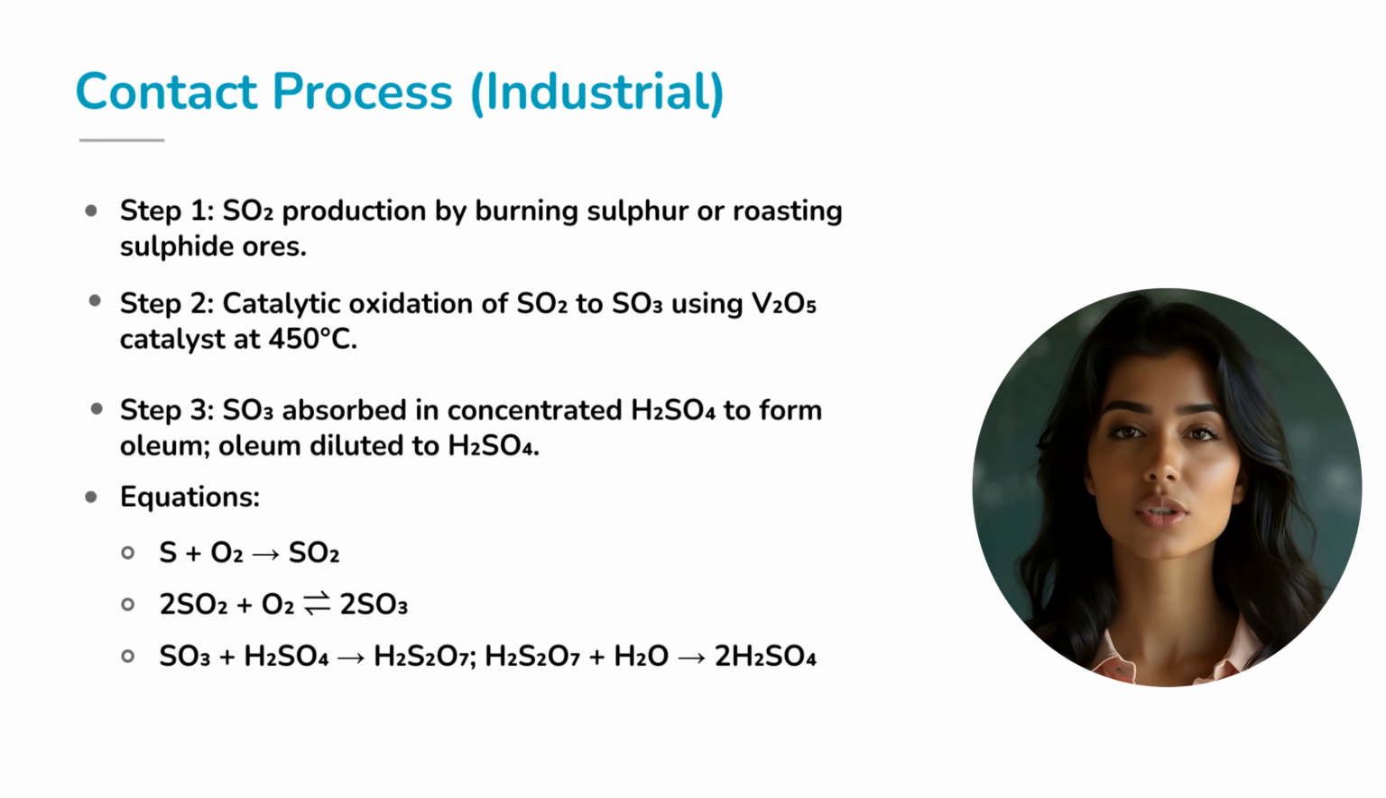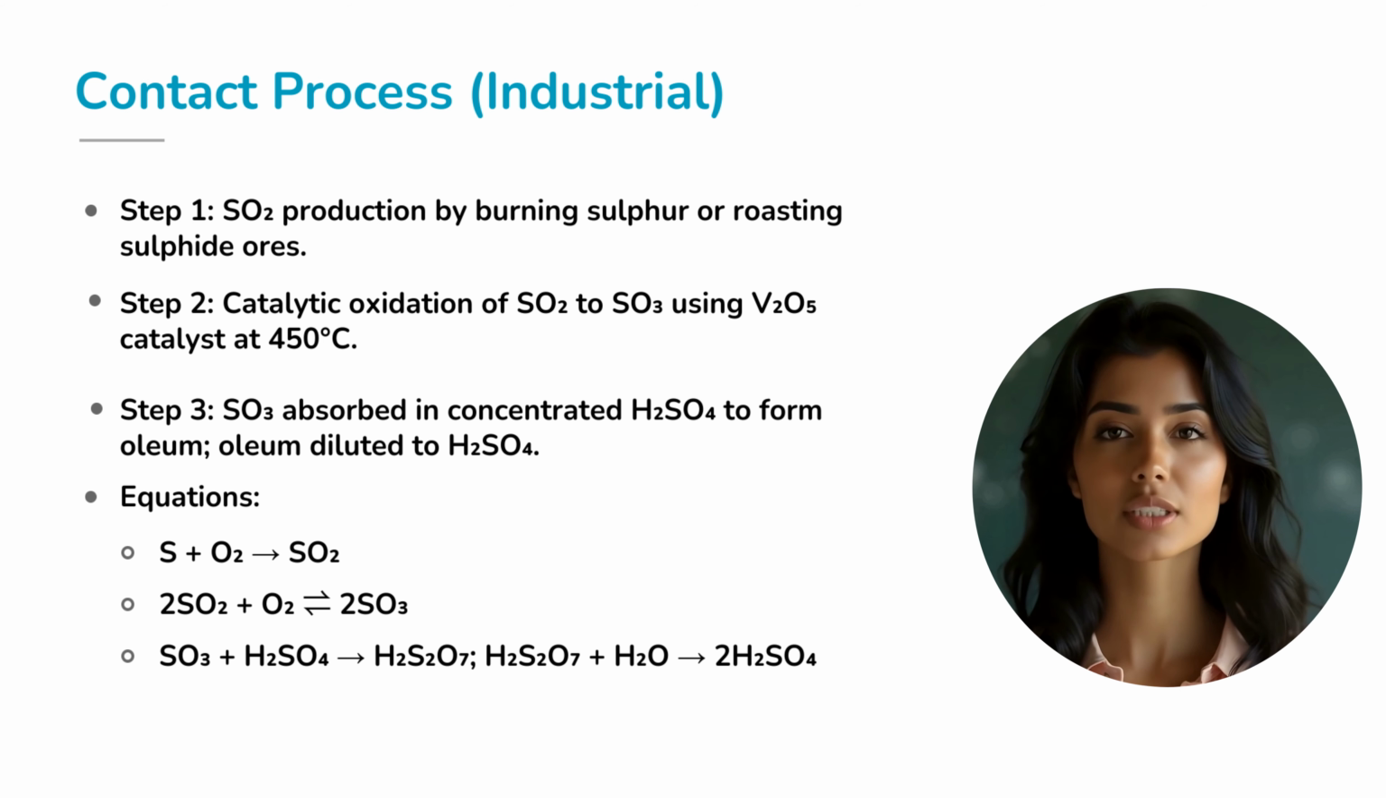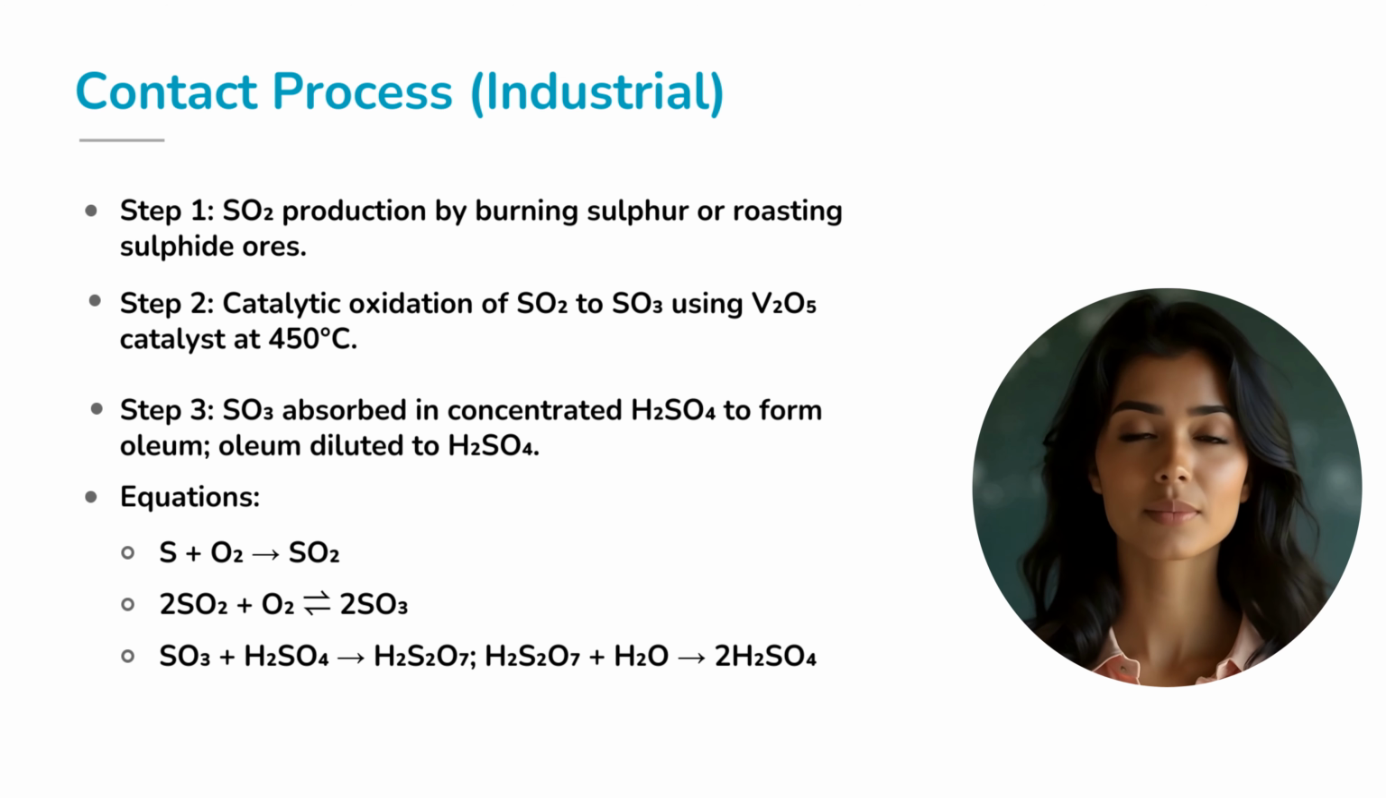Equations: SO3 plus H2SO4 gives H2S2O7. H2S2O7 plus H2O gives 2H2SO4. This process is widely used in industry due to its high efficiency and product purity.